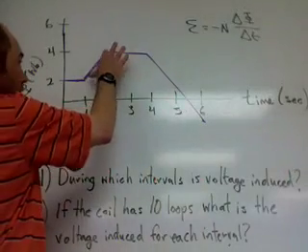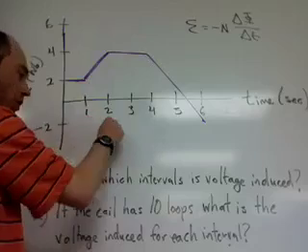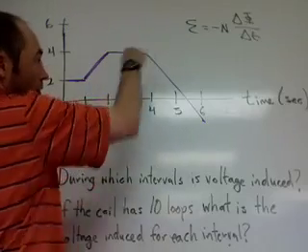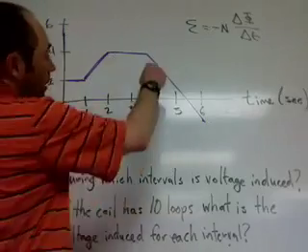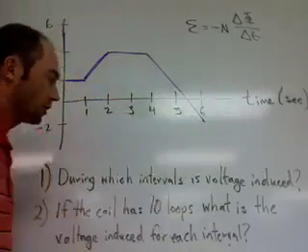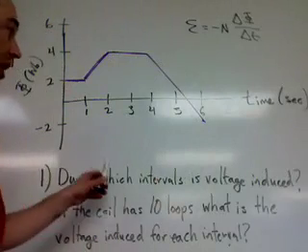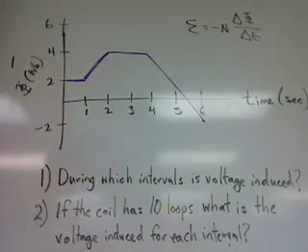The second interval, there is going to be a voltage. So from 1 to 2 seconds, you're going to get voltage. 2 to 4, no change, so no voltage. And then 4 to 6, you would also get voltage. So which intervals would you get voltage? That would be 1 to 2 seconds, and then 4 to 6 seconds.